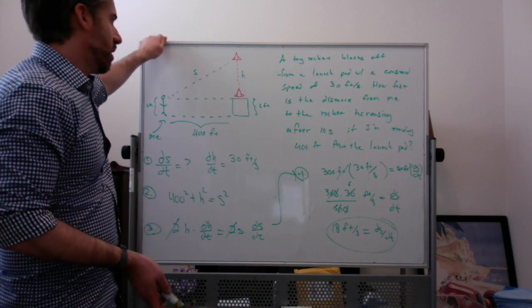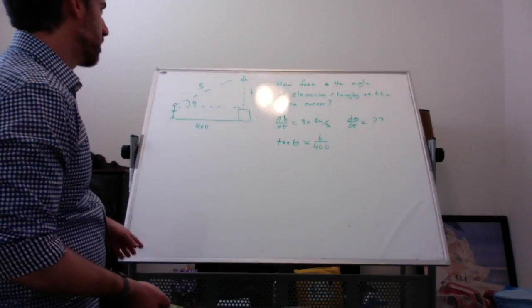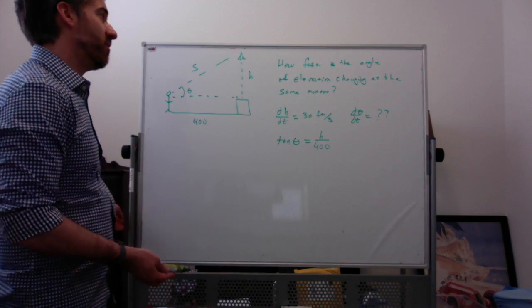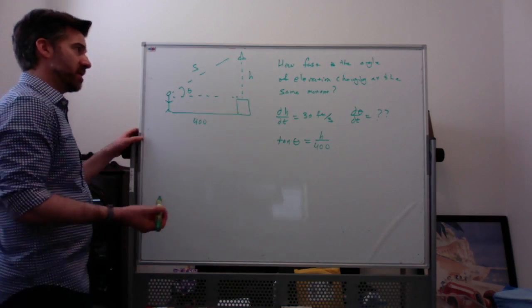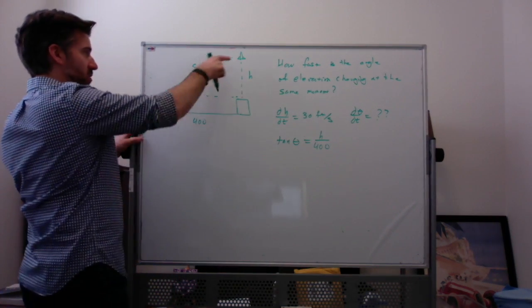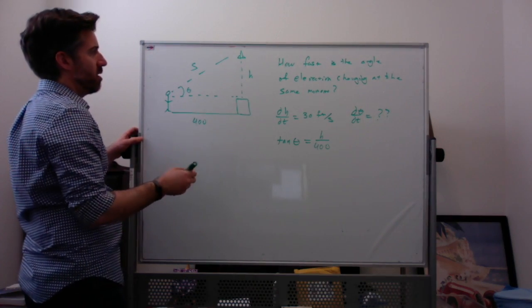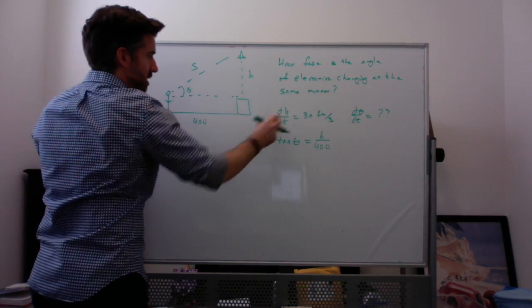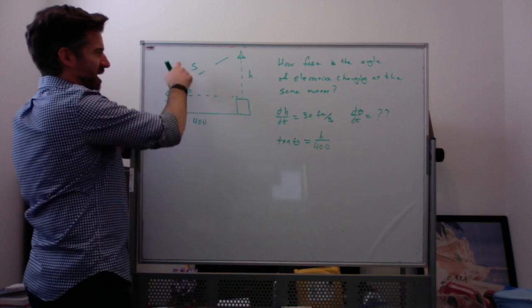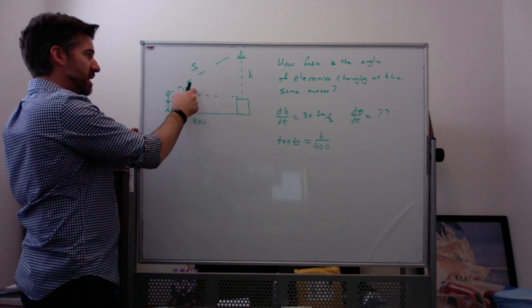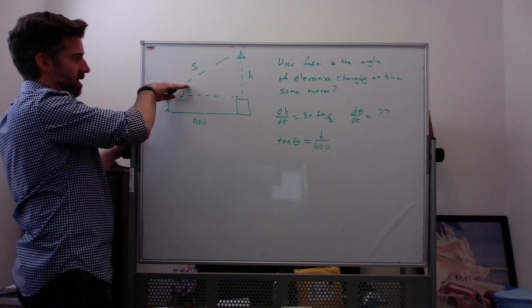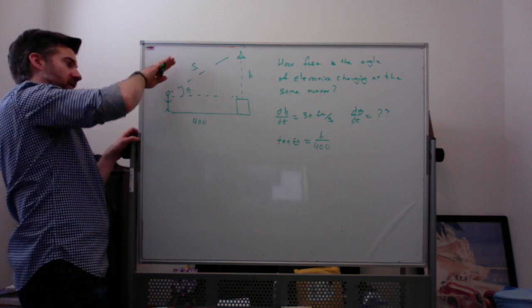Let's look at a follow-up question. How fast is the angle of elevation from me to the rocket changing at the same moment? So we still have the same dh dt of 30 feet per second. We don't really care what ds dt is. We want to know what d theta dt is. How fast is this angle increasing? Because it is getting bigger as the rocket goes up.